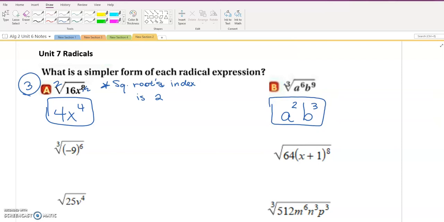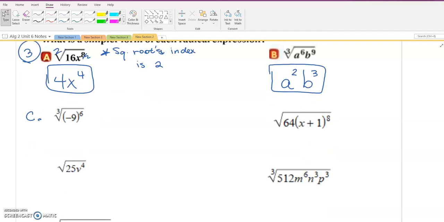Alright, so then our part C down here, we have the cube root of -9 to the 6th power. Even though it's a negative base, I'm going to go ahead and just divide that exponent by the index. So 6 divided by 3 is 2, so I'm going to get -9 squared. Then -9 times -9 gives me a positive 81.